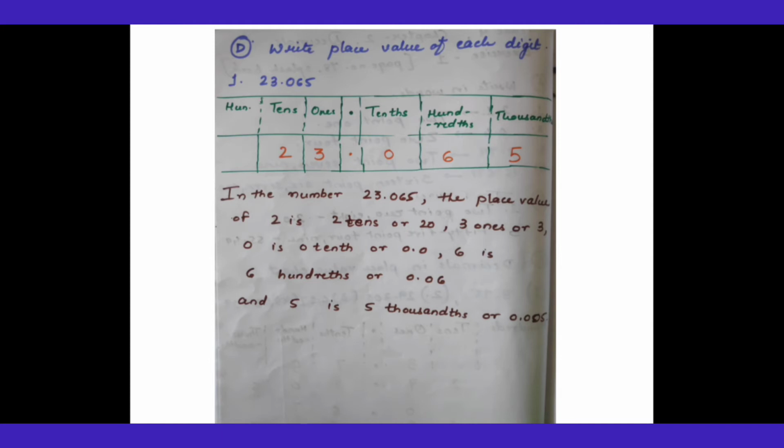So first is 23.065. So how will you write? You have to first make this table, write the number there. In 23.065, the place value of 2 is 2 tenths or 20, 3 is 3 ones or 3, 0 is 0 tenths or 0.0, 6 is 6 hundredths or 0.06 and 5 is 0.005. Okay, the same way you have to write in the exam, the same way you have to complete your notebooks.